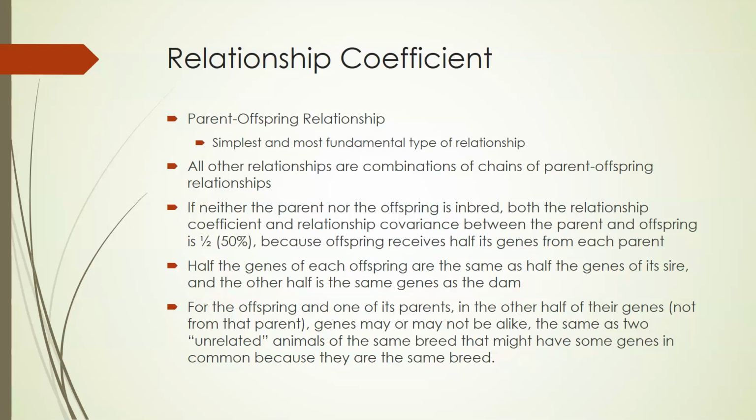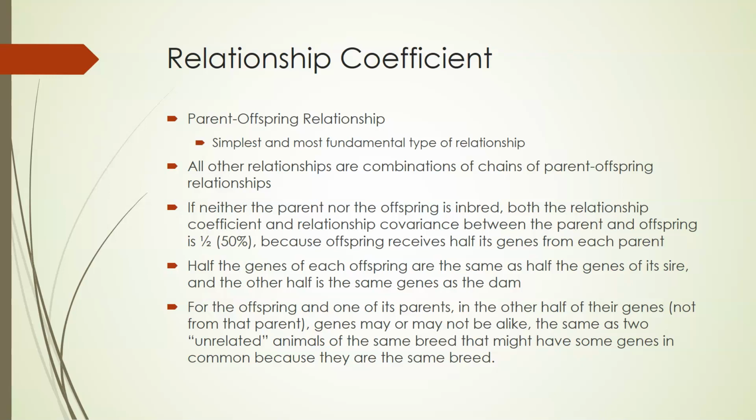And so between the parent and the offspring, it's going to be a half, right? So we know that the sire is going to give half their genes, and the dam is going to give half their genes to the offspring, and so they're going to have a similar percentage of genes with each of their parents, and it's going to be a half.